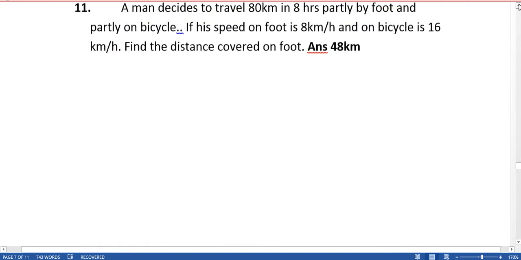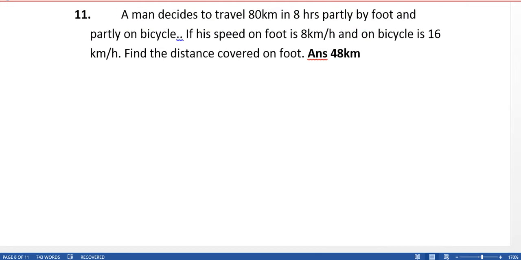Okay, let's move on to question number 11. A man decides to travel 80 km in 8 hours, partly by foot and partly by bicycle. If his speed on foot is 8 km per hour and on bicycle is 16 km per hour, find the distance covered on foot. Okay, so what happens here? He decides to travel 80 km in 8 hours, partly by foot, okay, and partly on bicycle.